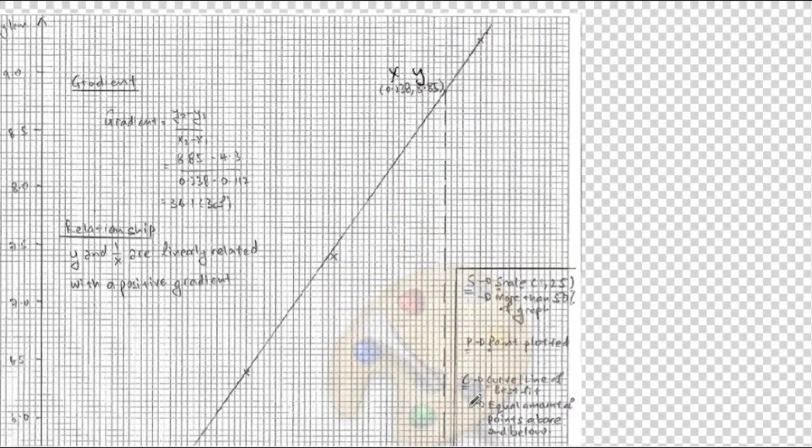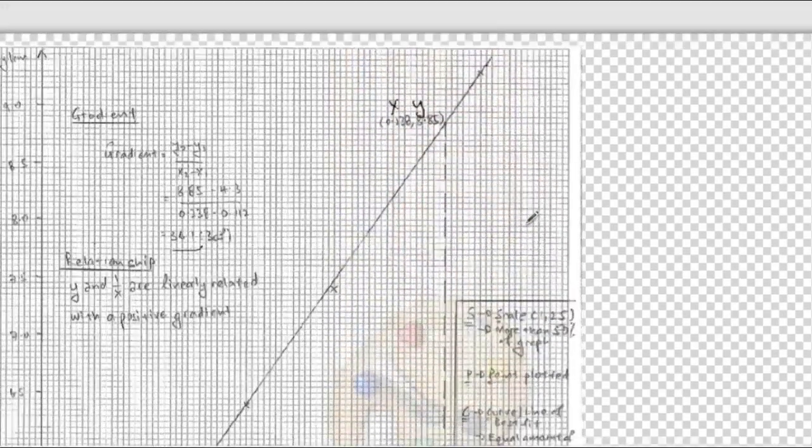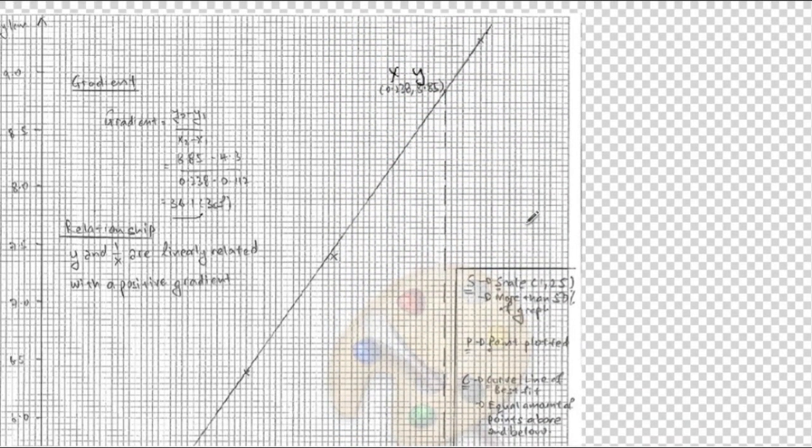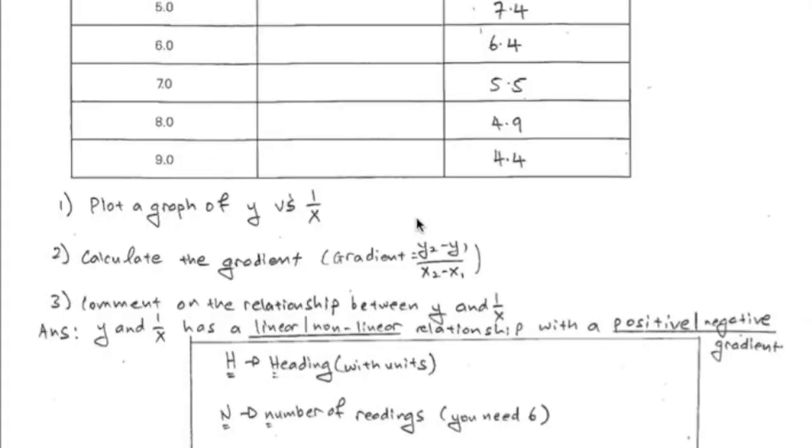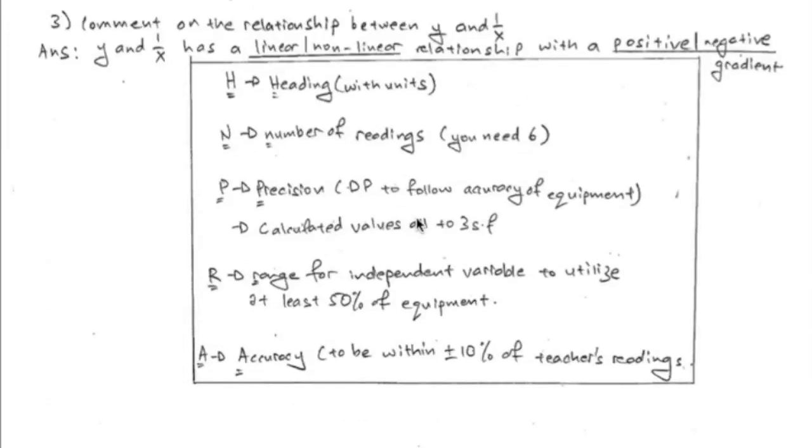So once you've drawn the gradient triangle, if you are required to find gradient, then use this formula: y2 minus y1 over x2 minus x1. Substitute in the values. You should know this gradient formula from math. Give your calculated value to 3SF. So once you've done all this, then you basically have drawn a good graph. Alright, that brings us to the end of your sparse scale 1 and 2 video.